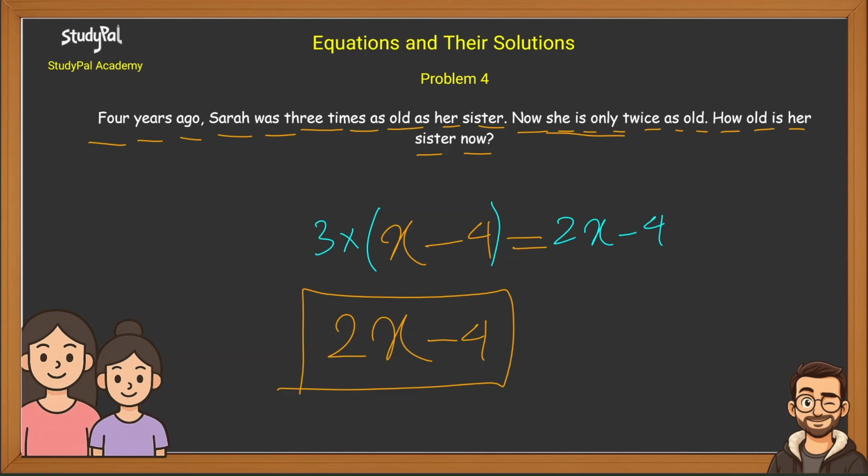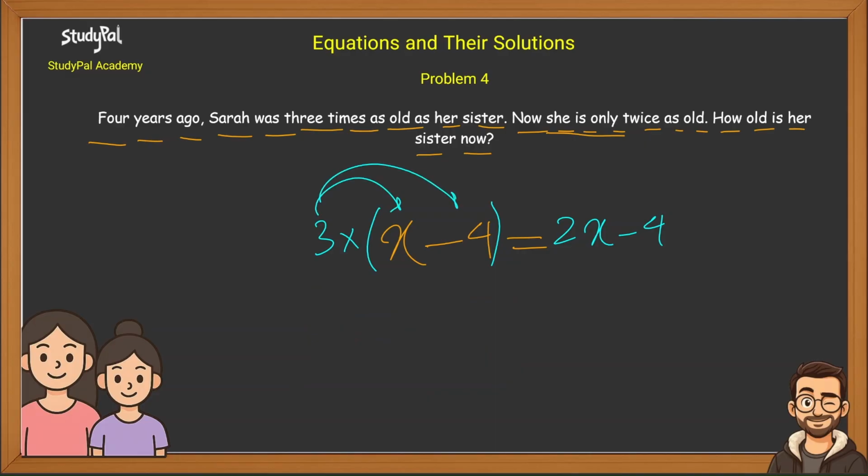If you're in doubt, just read the question again. And if you're confused, let me know in the comments. I will explain in more detail in future videos. Okay, we have our equation. Let's solve it. Left hand side, 3 times x, 3 times minus 4. 3 times x is just 3x, and 3 times minus 4 is minus 12. On the right hand side, we have 2x and minus 4.